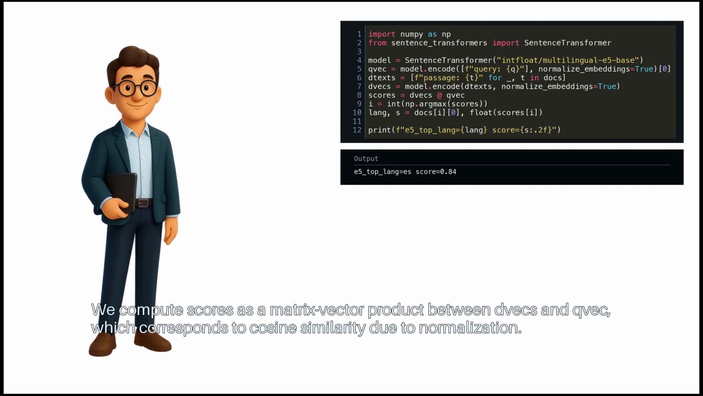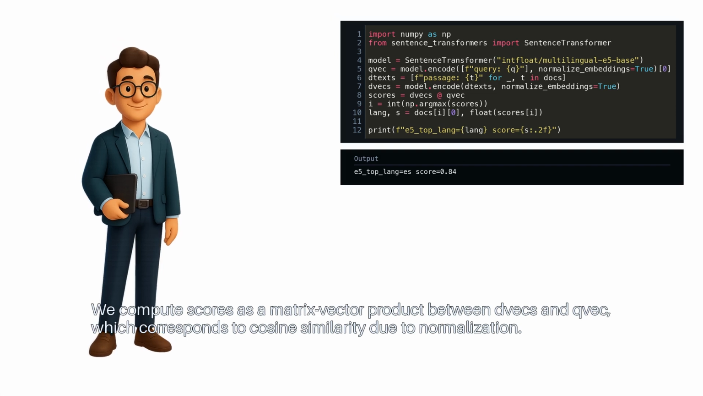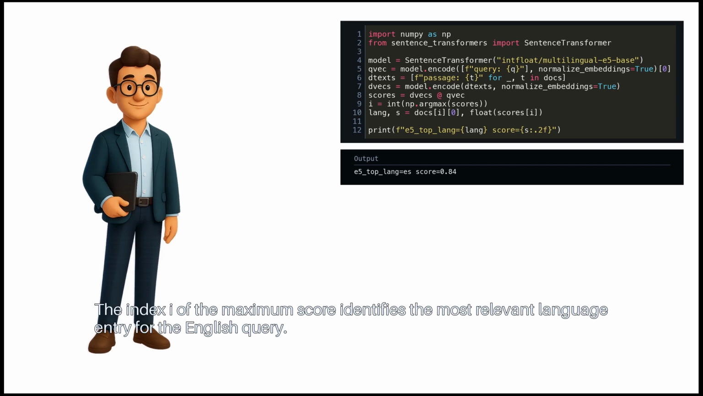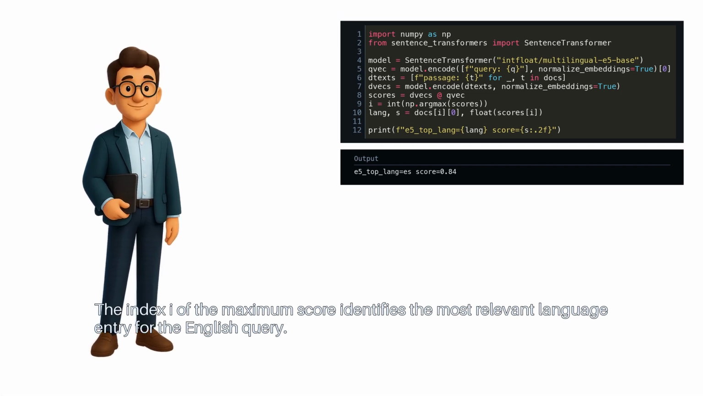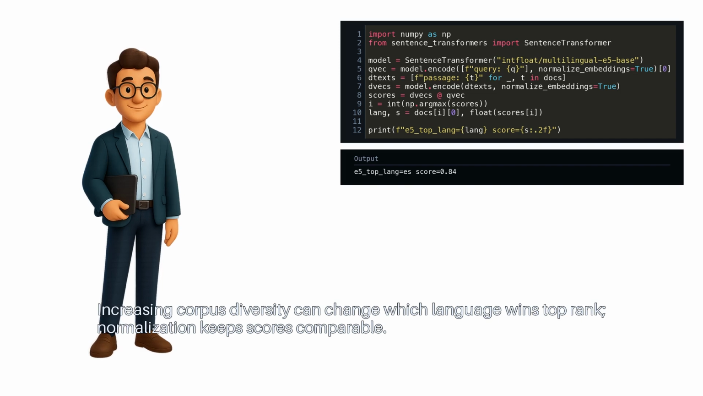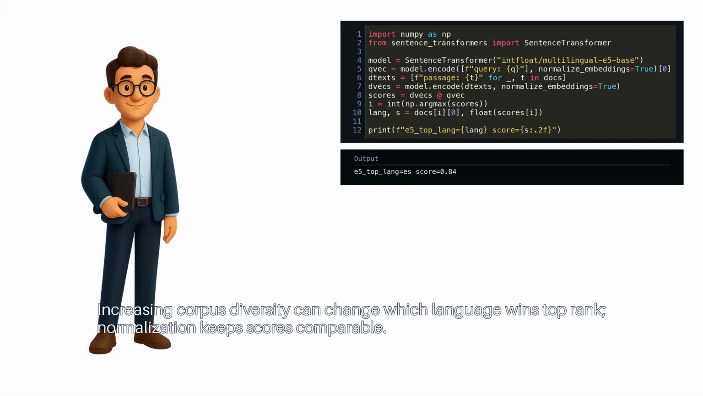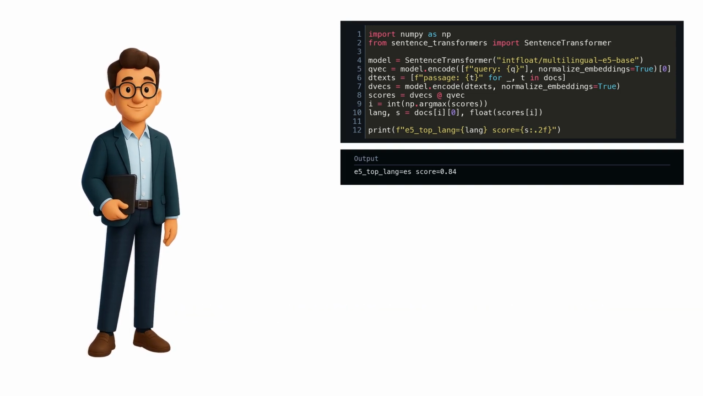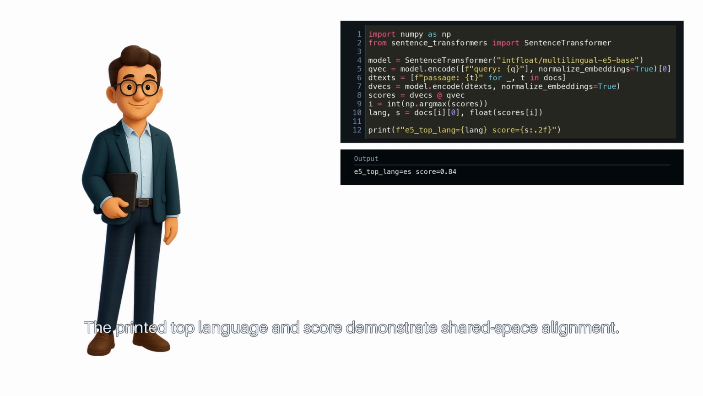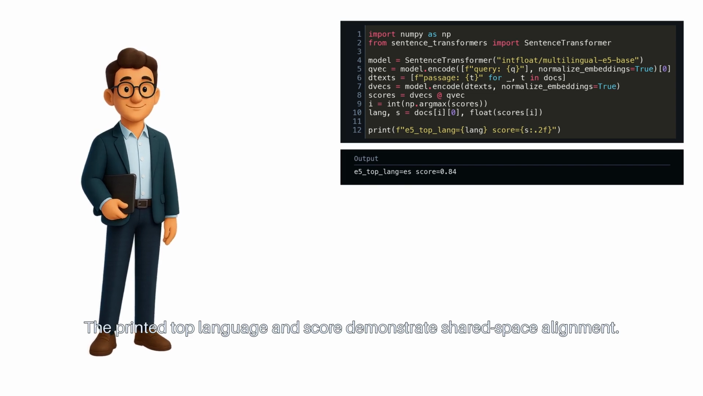We compute scores as a matrix vector product between dvec and qvec, which corresponds to cosine similarity due to normalization. The index i of the maximum score identifies the most relevant language entry for the English query. Increasing corpus diversity can change which language wins top rank. Normalization keeps scores comparable. The printed top language and score demonstrate shared space alignment.